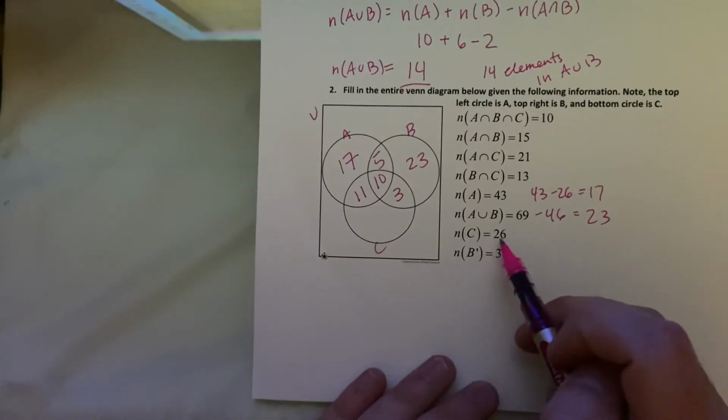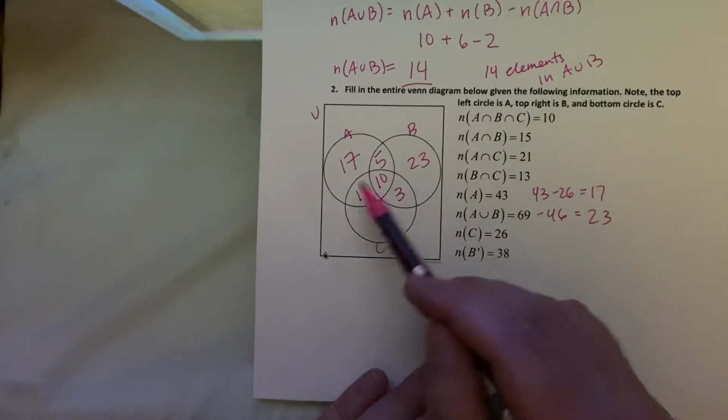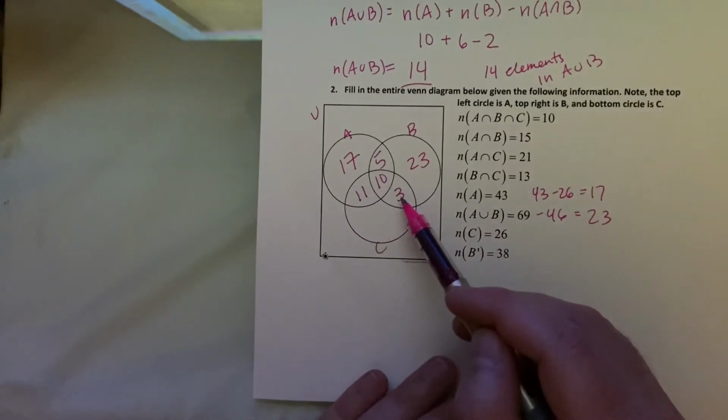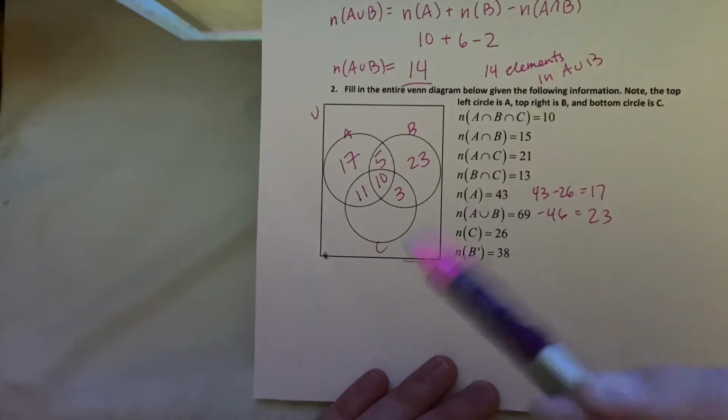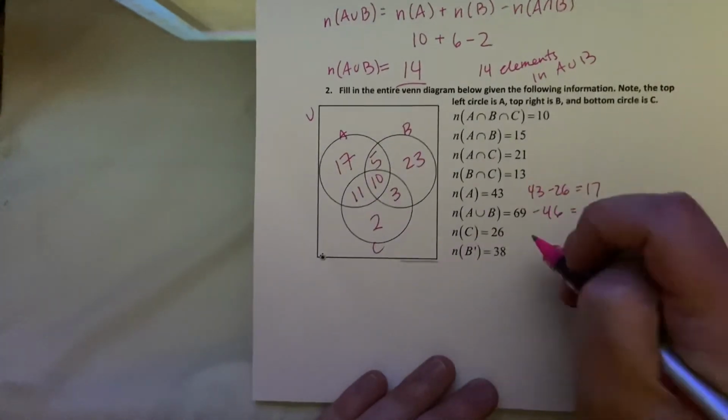It says the number in C is 26. So that's the circle C. 11 plus 10 plus 3 is 24, which leaves only 2 elements in C.